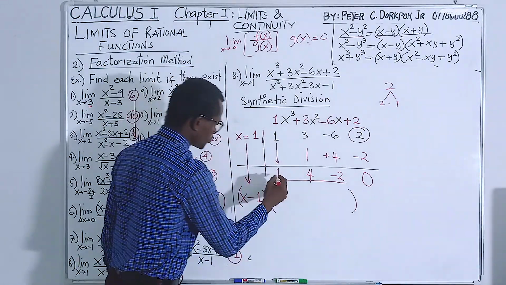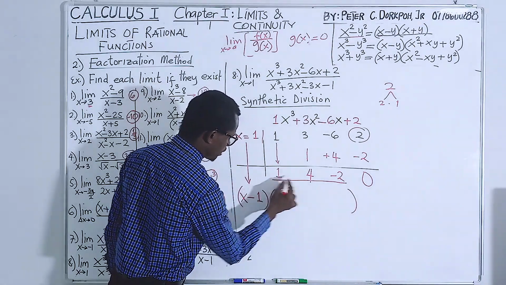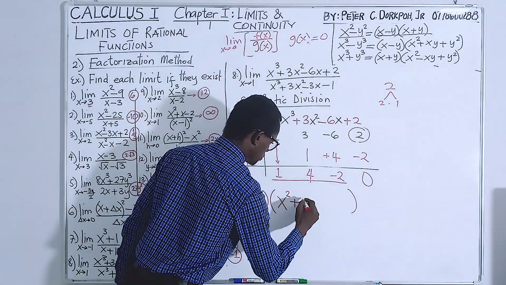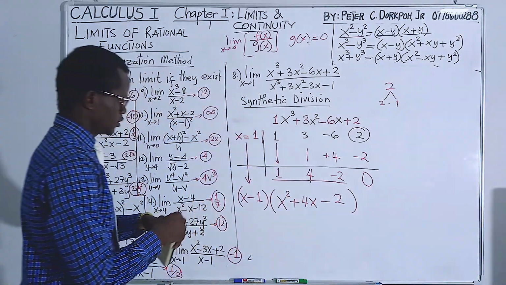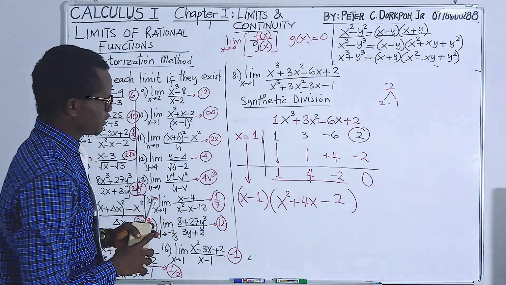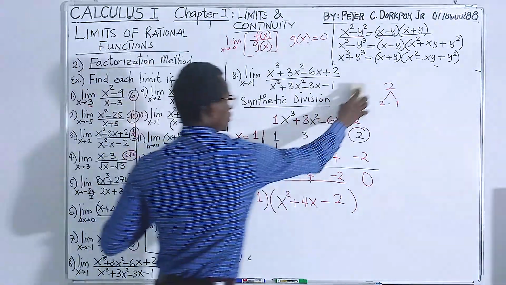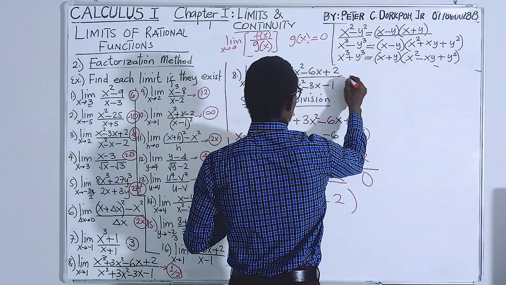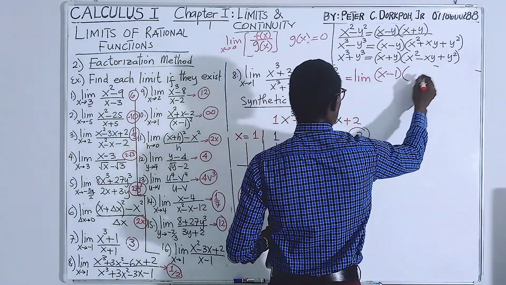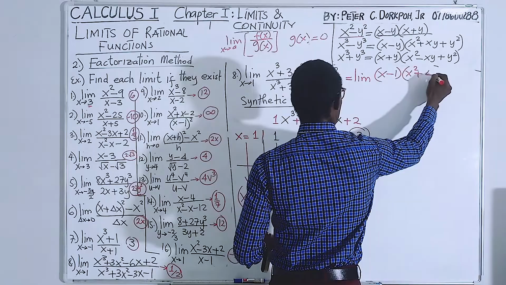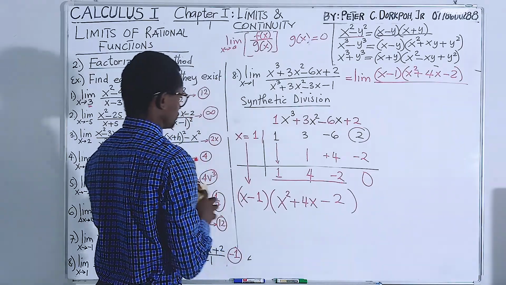Now, so let's go. This x to the second power, right? The coefficient is 1. These are all the coefficients. Plus, because this 4 is positive, 4x to the first power, then minus 2. So you see that we have now factorized the numerator. We say the numerator now is x minus 1 times x squared plus 4x minus 2. That's the numerator, right?